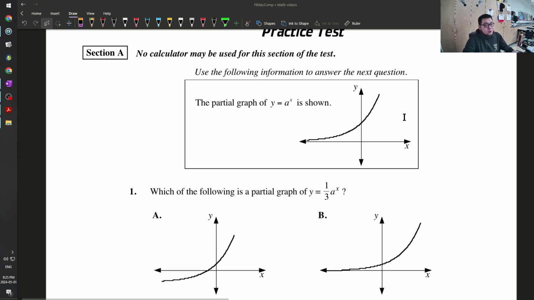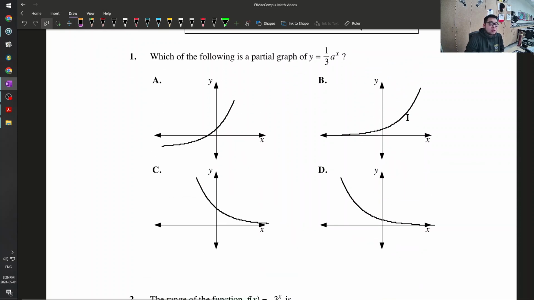Okay, here's a partial graph of y is equal to a to the power of x. If we add a 1/3 to the power of x, what the 1/3 is going to do is shrink the graph, but everything else will stay the same. So there is going to be a horizontal asymptote at y is equal to 0. Therefore, the horizontal asymptote will stay.